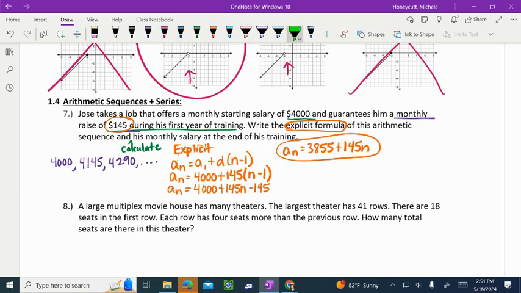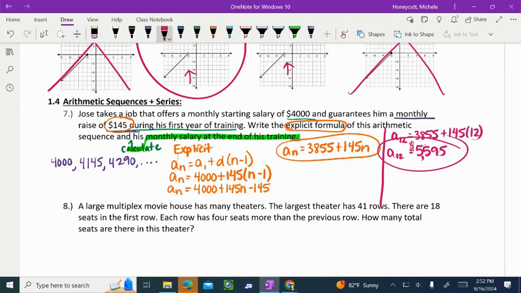The next thing we're supposed to do is calculate his monthly salary at the end of his training. That would mean there are 12 months in a year, so I want to know his salary during the 12th month, or what's the 12th term of this sequence. So I'm going to take that formula and substitute in 12: 3855 plus 145 times 12. Then I grab my calculator, type that in, and I get $5,595. So in the 12th month, Jose would make $5,595.